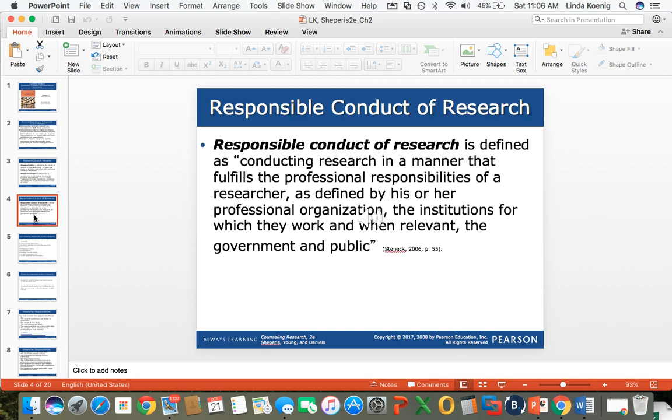So, responsible conduct of research. That's defined as conducting research in a way that fulfills our professional responsibilities as a researcher. It also fulfills our responsibilities to the professional organizations such as the American Counseling Association and the institution or agency where we work. And sometimes that also means the government and the public if we're getting a grant or something like that. And of course, going by the rules of whatever state that we're in.